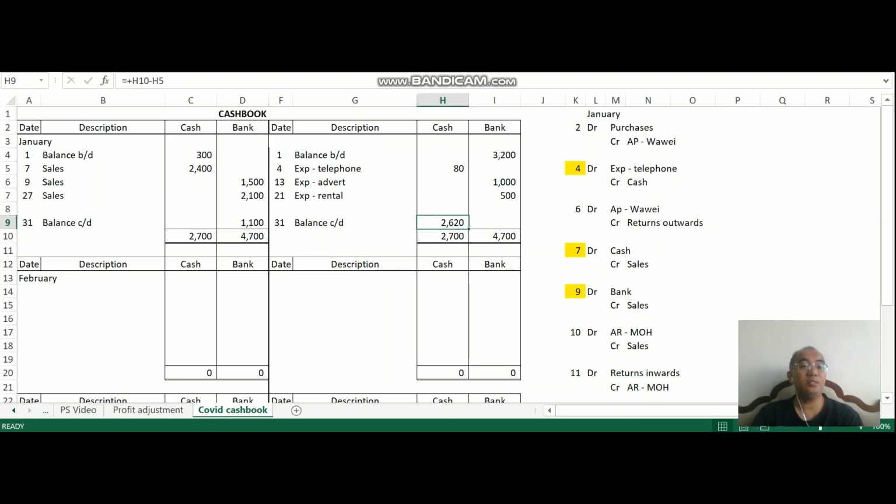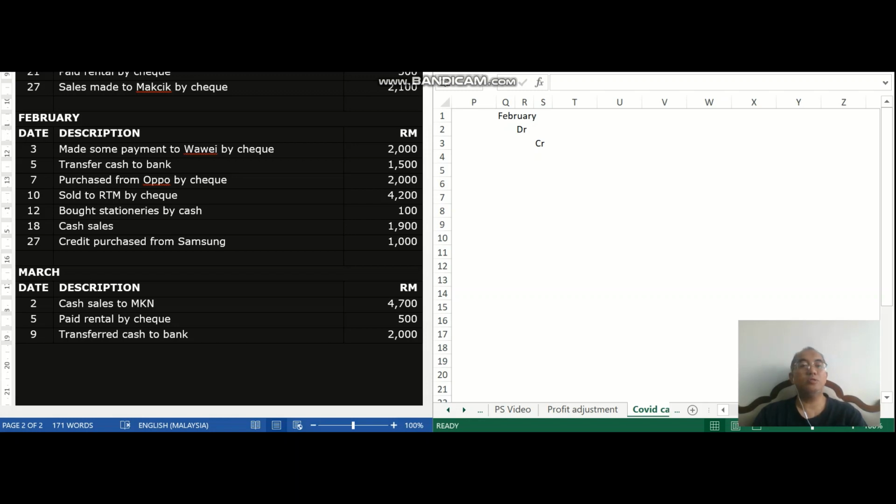Okay, we have just finished January. After this, we will proceed to February. Let's move on to February. So February 3rd, we made some payment to Huawei by check. Who is Huawei? Huawei is our AP just now. When you pay by check, of course you need to credit your bank. So debit AP Huawei, credit bank. This time I will put the figure because I don't want to forget.